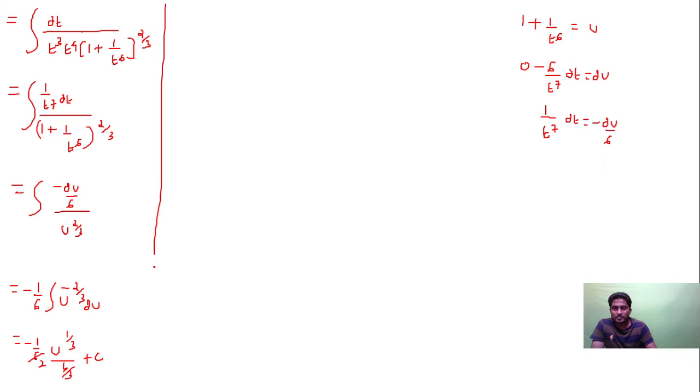So this becomes minus 1 by 2. The 1 by 3 upon 1 by 3 will cancel, so you get 1 by 2. The value of u will be equal to 1 plus 1 by t power 6 whole to the power of 1 by 3 and plus c. Let me see the options.